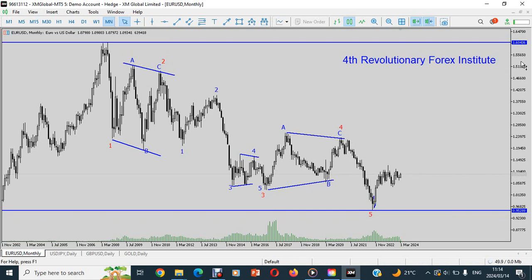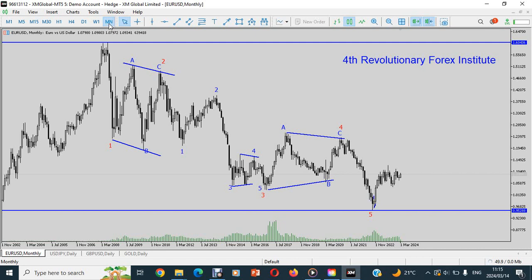So today, traders, we are going to look at the euro versus US dollar. For now, we are on the monthly time frame because, you know traders, at Ford Revolutionary Forex Institute, I mainly trade long-term trades or swing trades.